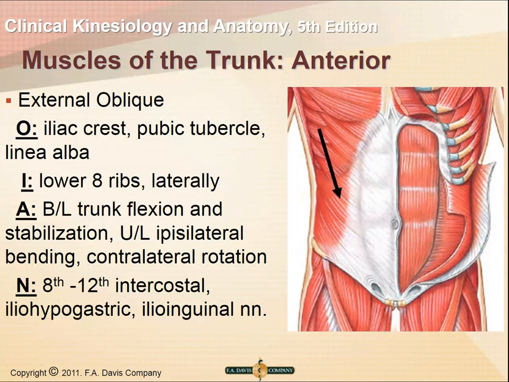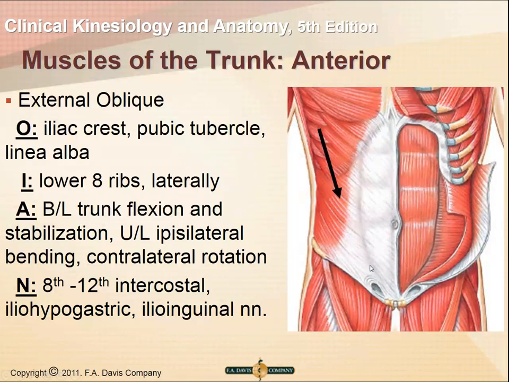Moving on to our external oblique on the anterior portion of the trunk. Our origin is at the iliac crest, the pubic tubercle, and the linea alba. Our insertion is on the lower 8 ribs on the lateral aspect, and we can see the direction of the fibers in our external obliques, moving down and in towards the midline.